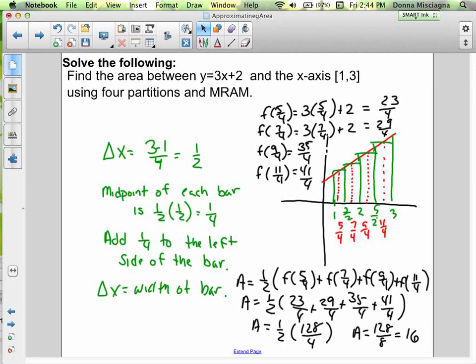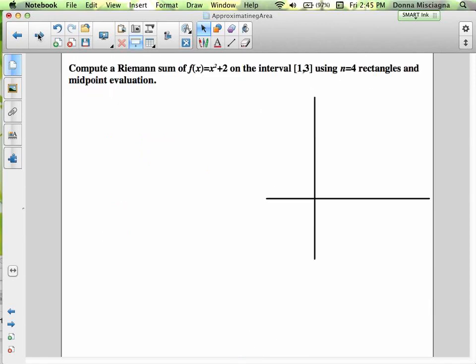The next one I didn't, and this one I'm going to do with you. This one I believe is y equals x squared plus 2. So compute a Riemann sum of f of x equals x squared plus 2 on the interval 1, 3, using 4 rectangles, midpoint evaluation. So it's a midpoint Riemann sum.